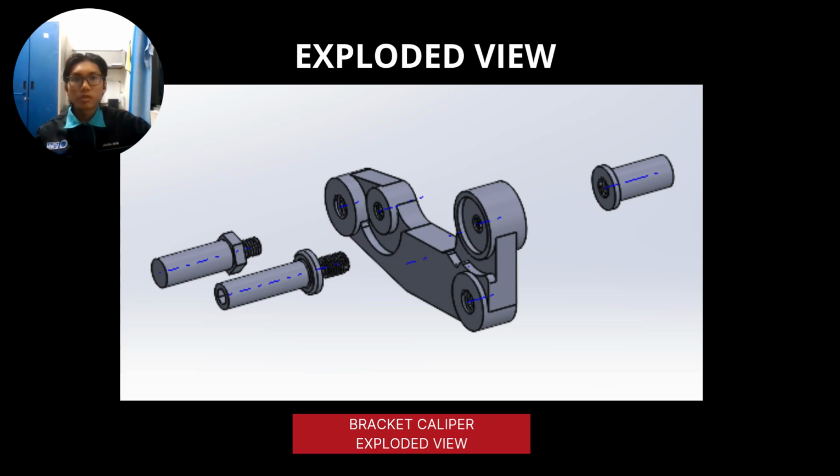And this is the exploded view for the bracket caliper. Like I said before, three of the screws will be screwed onto this. You can see it more clearly now on which part of the hole will be screwed onto. So all three of these will be screwed onto the two upper holes of the bracket.